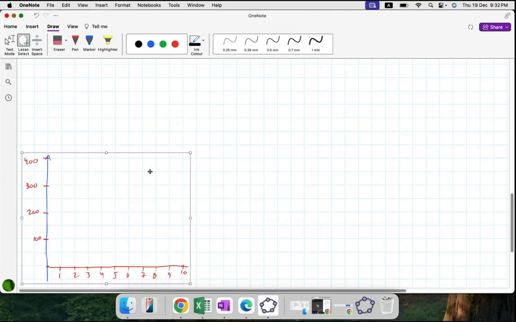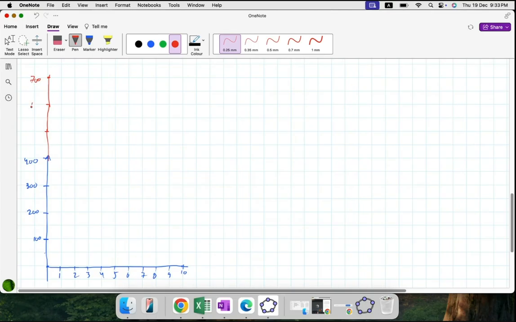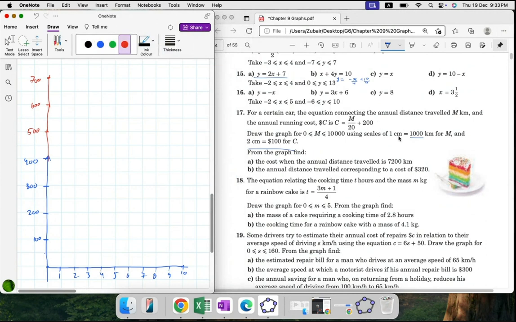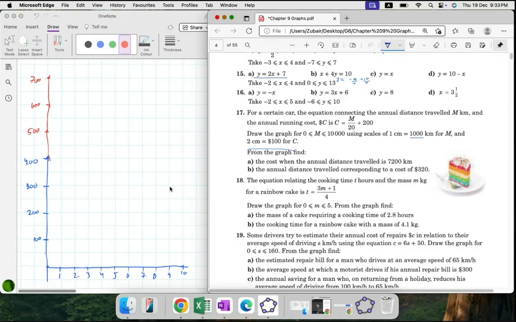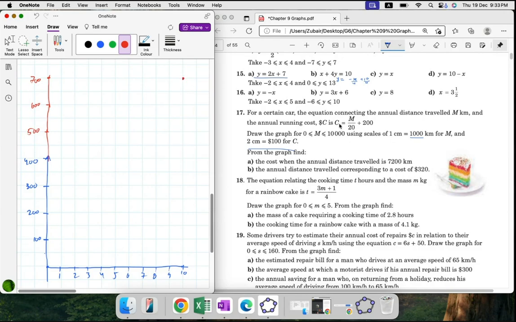Need some more writing space up till 700. So if that's 4, 5, 6, 1, 2, 3, 4, 5, 6, and 7. When I substituted 10,000 in place of M, I'm getting 700. So at 10, this is 700. At 0, this is 200. So we have these 2 points. We can join them using a scale and a few more points.